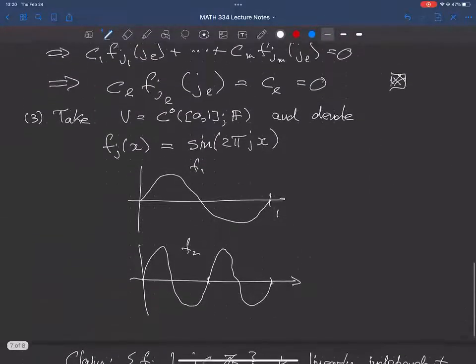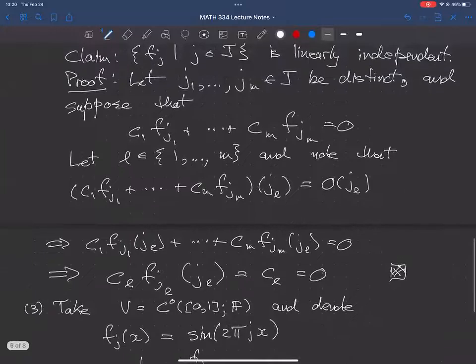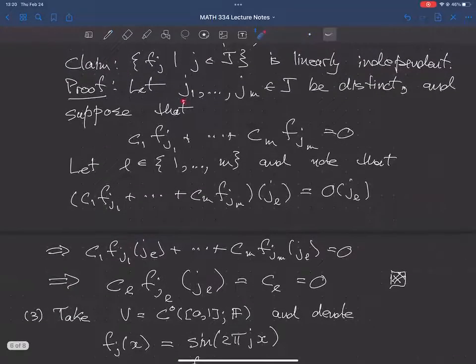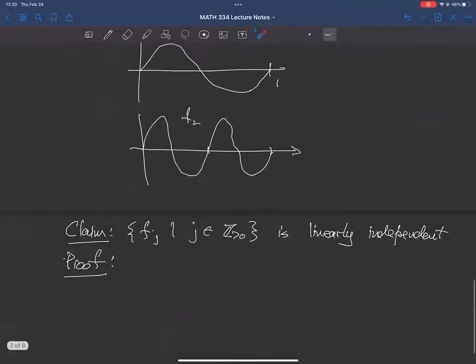Okay, so I'm going to use a strategy a little bit similar to this. I'm going to choose some finite index set, now my vectors are indexed by the set of positive integers, and I'm going to write a linear combination, and then I somehow have to show, like I did here, the coefficients are 0, but here it's a different kind of a trick.